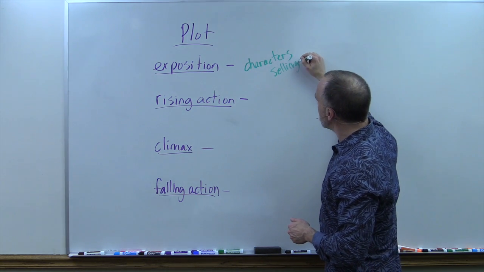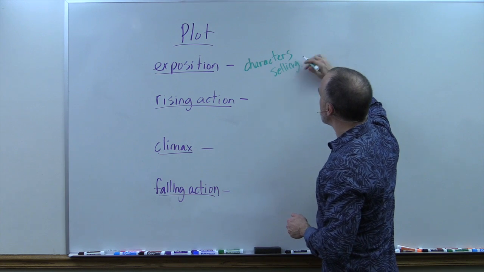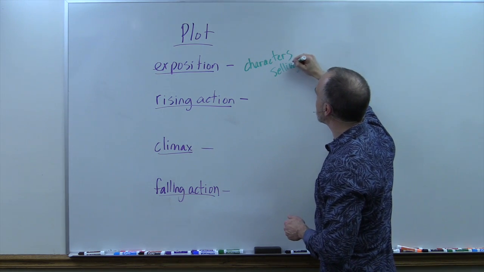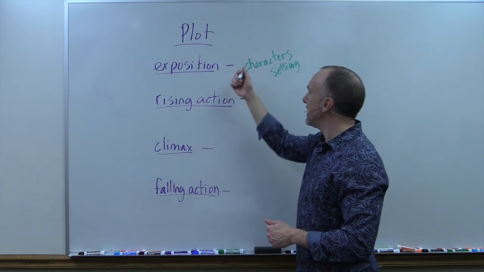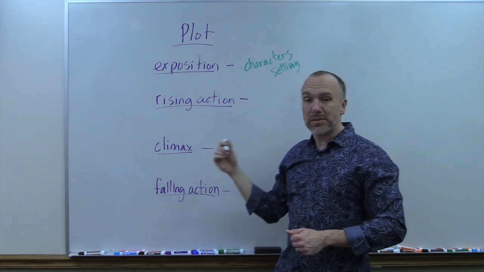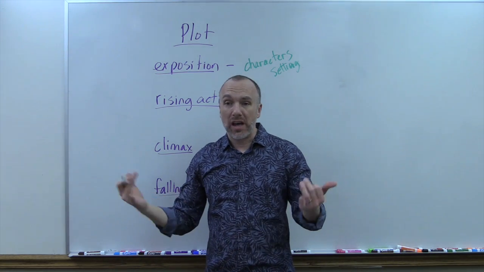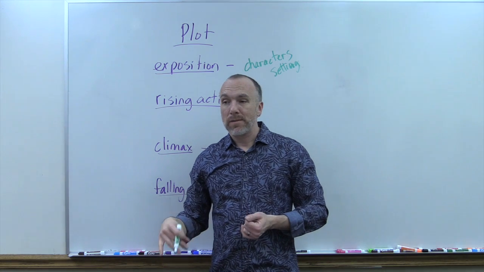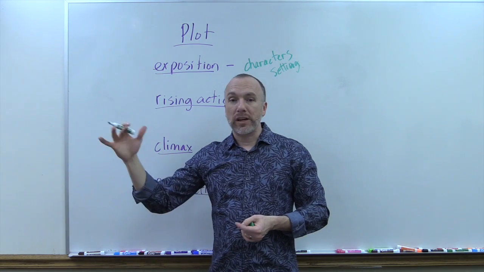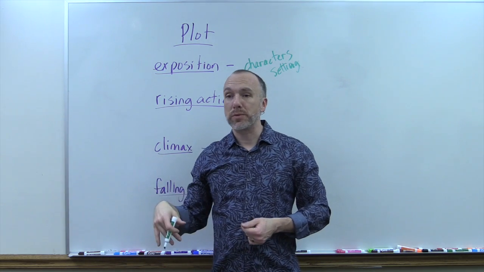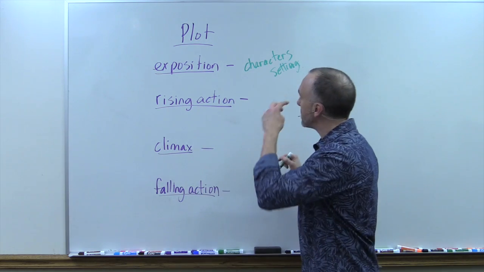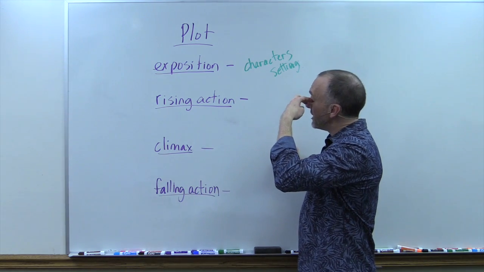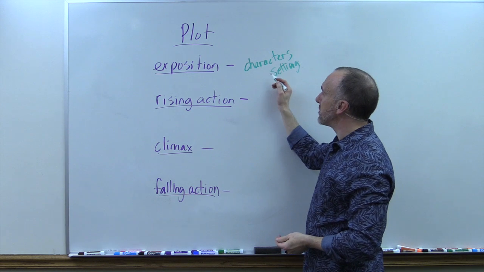Now, sometimes there's not necessarily an event that happens that informs of characters and setting. Sometimes the author will just say, this character was walking along a path in the Swiss Alps. Then you know, oh okay, this is going to take place in the Swiss Alps. So you don't necessarily need to worry about, I need to find an event, because it may not be an event.